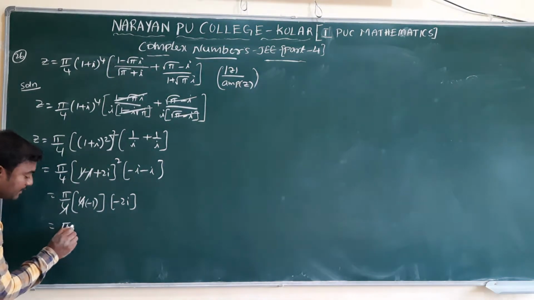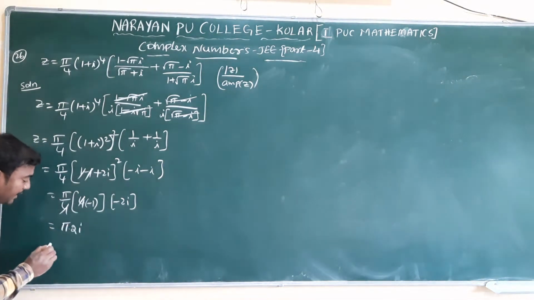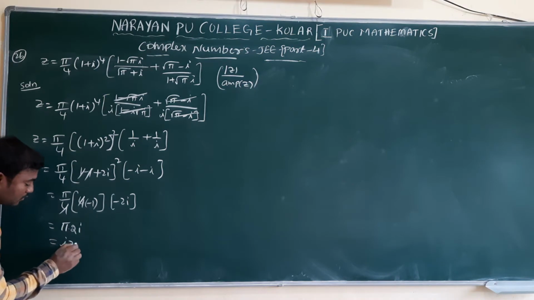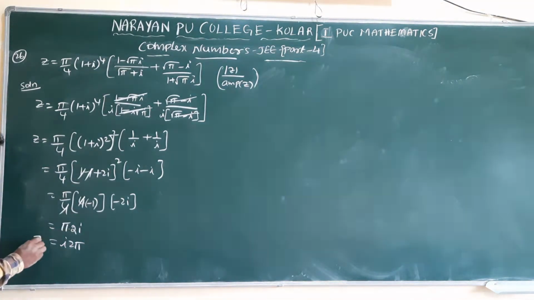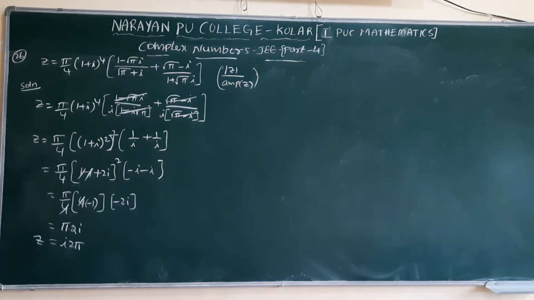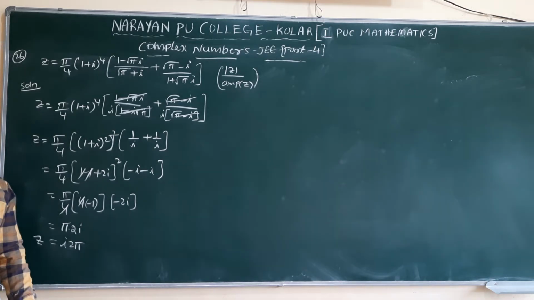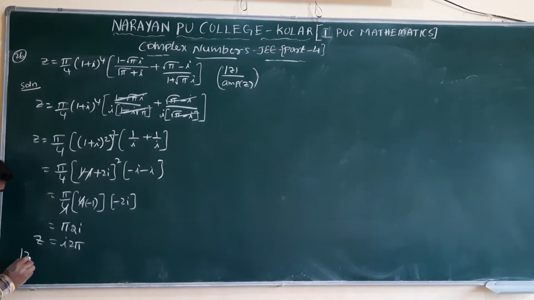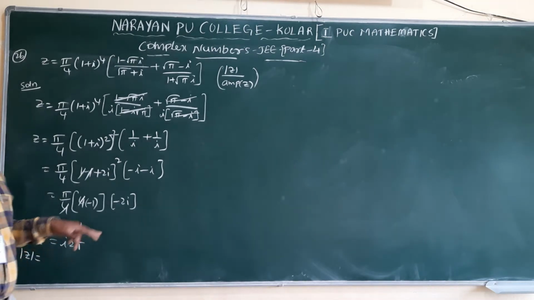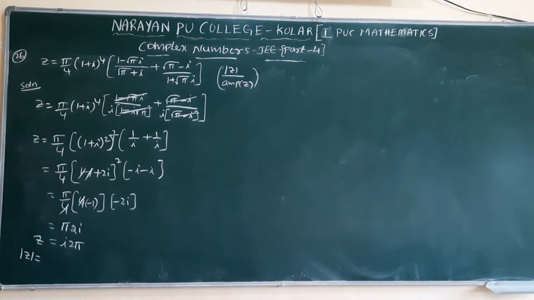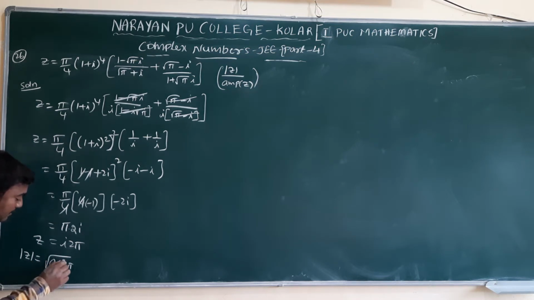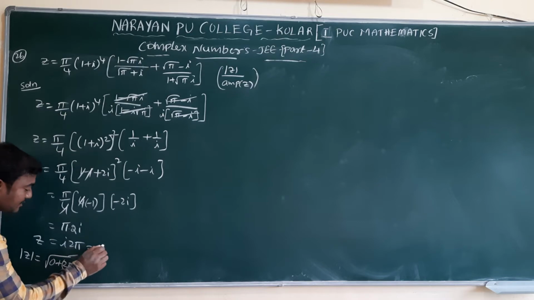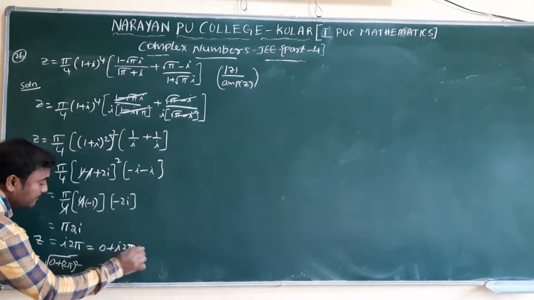We are getting 2I into 2I. Write directly I into 2 pi. We have the value of z. Then we have to find the modulus of z divided by amplitude of z. Then modulus of z is equal to square root of, it is of the form 0 plus I 2 pi. It can be written as directly 0 plus 2 pi whole square, like this, 0 plus I 2 pi.